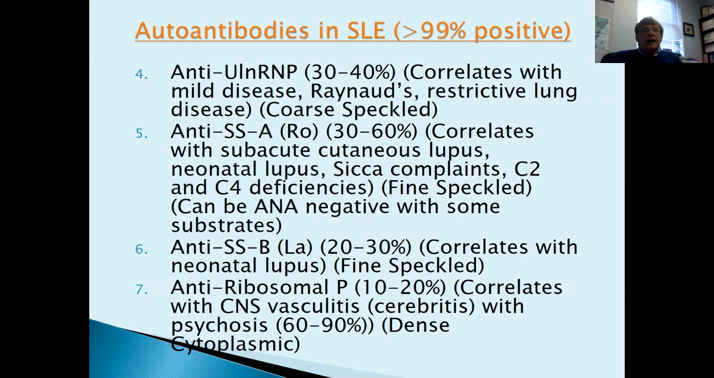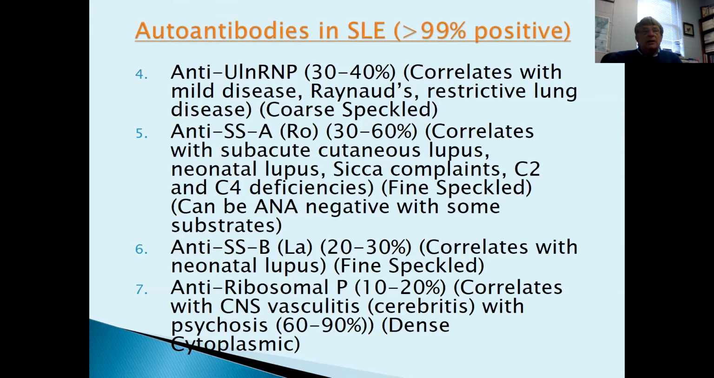include antibodies to SSA and SSB, which have a correlation with Sjogren's. It correlates with subacute cutaneous lupus and the neonatal lupus syndrome, and these are the antibodies that can cross the placenta and cause neonatal lupus syndrome. These patients most commonly have sicca complaints. They also have a high association with partial C2 and C4 deficiencies.